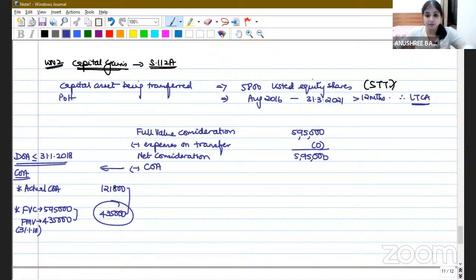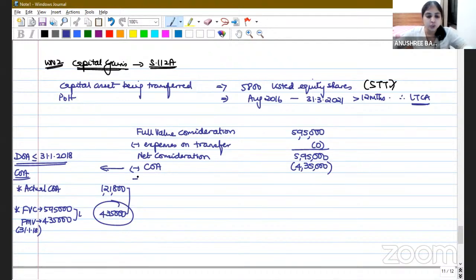My actual cost of acquisition is 1,21,800. My FVC is 5,95,000. My FMV is 4,35,000. Out of these two numbers, I will pick whichever is lower, that is 4,35,000. And out of these two numbers, I will pick whichever is higher, that is 4,35,000. So my cost of acquisition is going to be 4,35,000, no indexation, nothing.